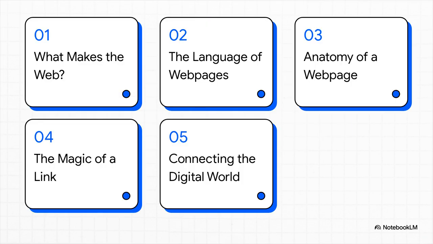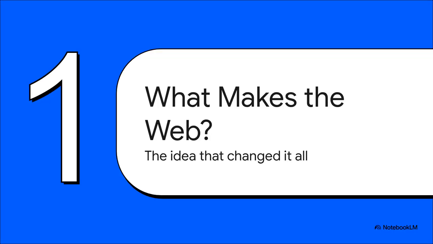So here's our game plan for this explainer. First, we'll talk about the big idea that made the web possible. Then we're going to learn the actual language of web pages and look at the basic anatomy of any site you visit. From there, we'll get into the magic of the hyperlink and finish up by seeing how it all connects our entire digital world. All right, let's jump right in at the beginning.